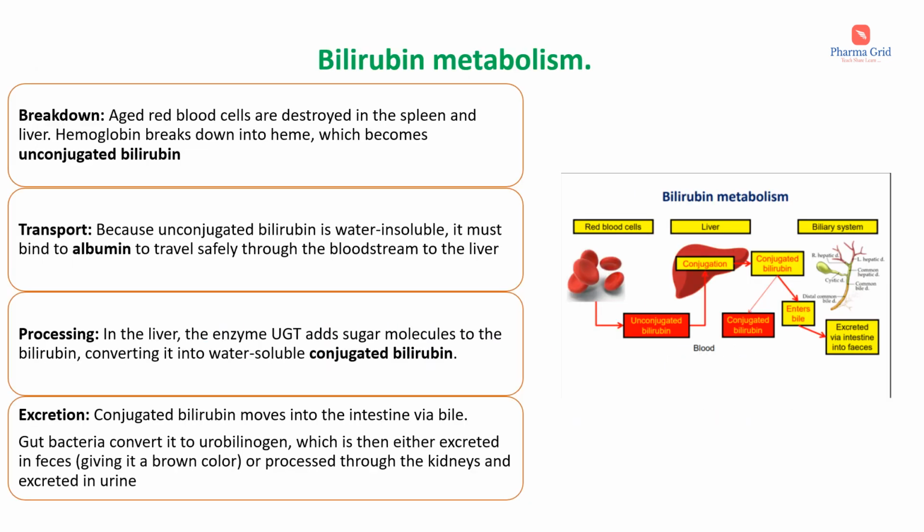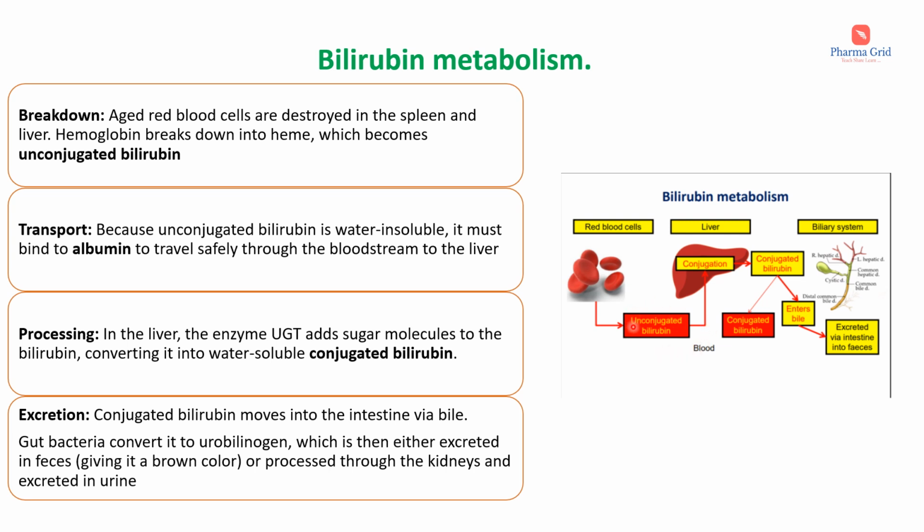Now we'll see about the bilirubin test, which is one of the most important tests that comes under LFT. Before that, we should first understand bilirubin metabolism. It can be summarized into four steps. The first one is breakdown. That is, the aged red blood cells are destroyed in the spleen and liver. The hemoglobin breaks down into heme, which becomes unconjugated bilirubin.